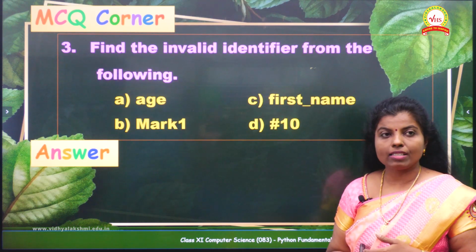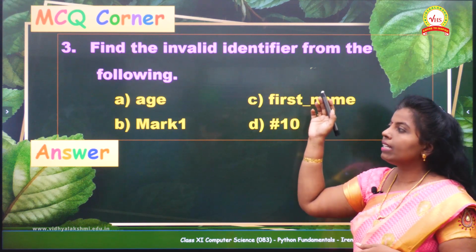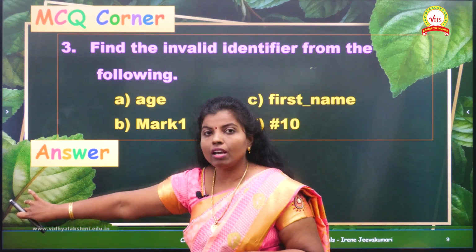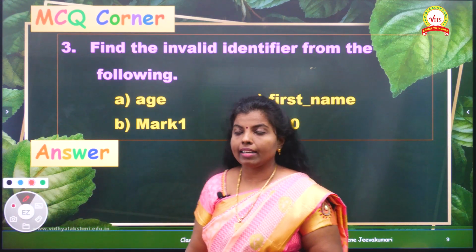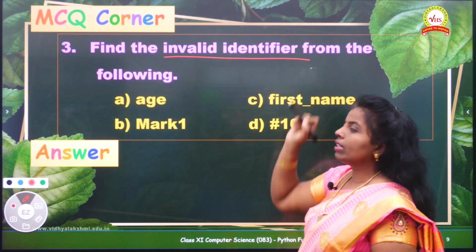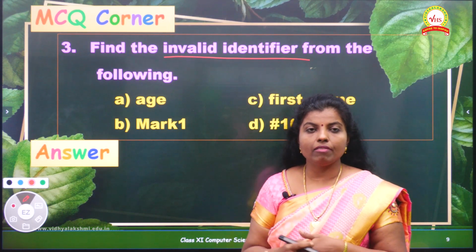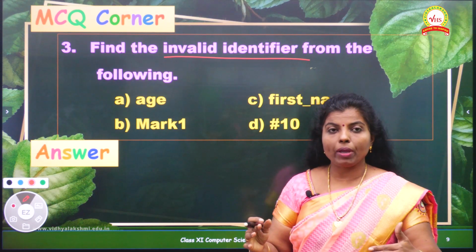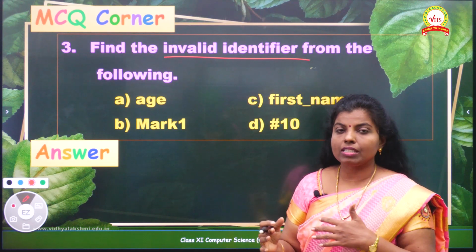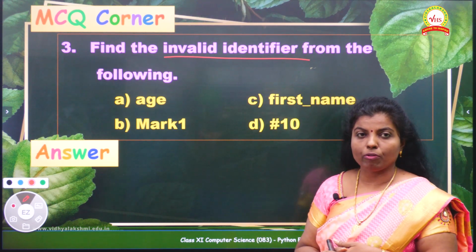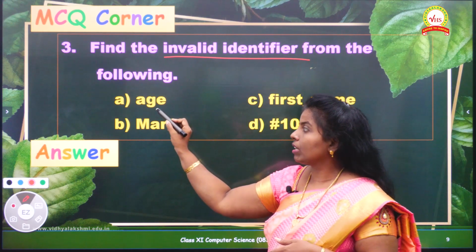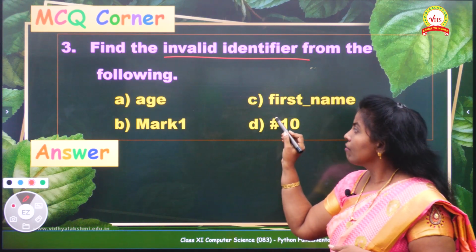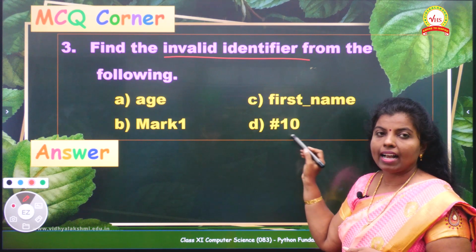Let us move on to the next question. Find the invalid identifier from the following. We have already learned what the identifier naming rules are. Now, based on that, we will find which one is the invalid identifier from the following. Here the options given are age, mark1, first underscore name and hash 10.